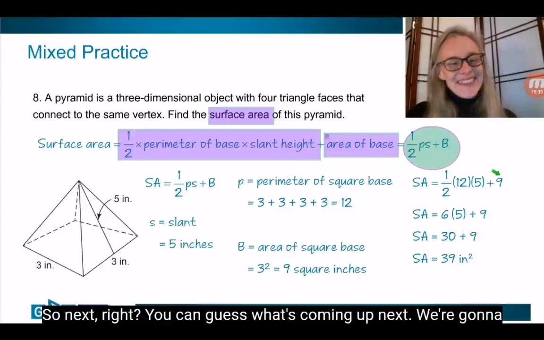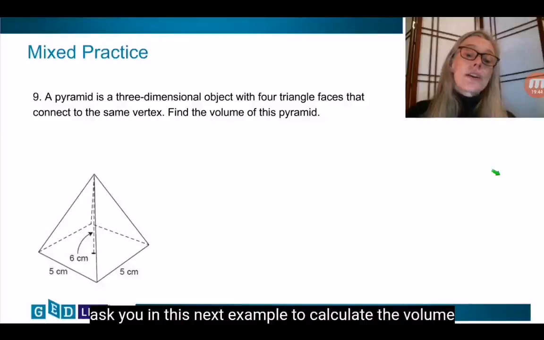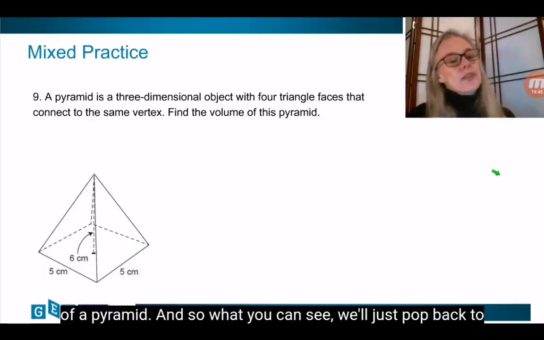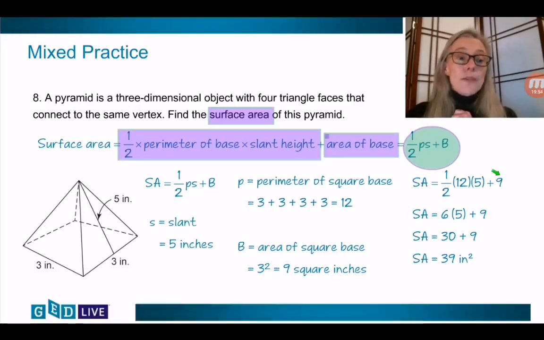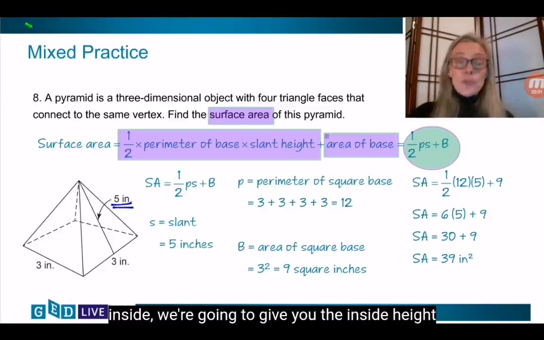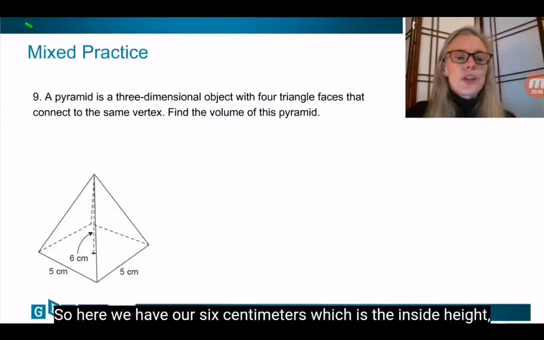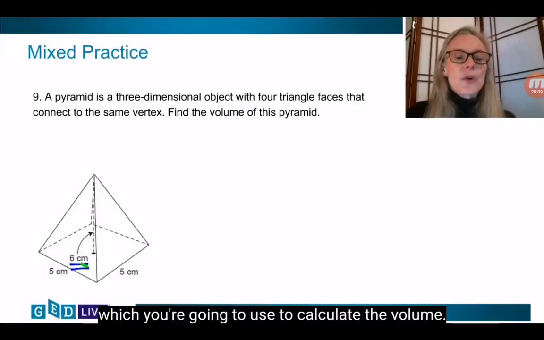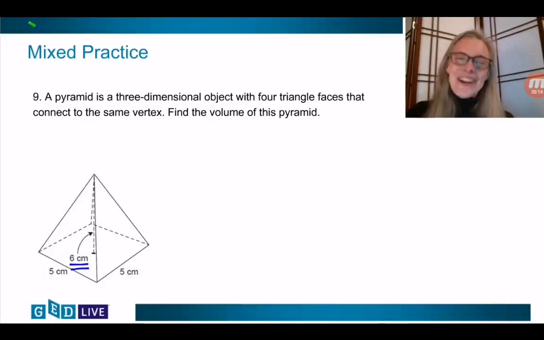So next, bet you can guess what's coming up next. We're going to ask you in this next example to calculate the volume of a pyramid. And so what you can see, we'll just pop back to the previous example. For surface area, we gave you the height that's on the outside of the pyramid, right here. However, for volume, which is the space inside, we're going to give you the inside height of the pyramid. Right? So here we have our 6 centimeters is the inside height, which you're going to use to calculate the volume. So go ahead and give this one a try. Come back when you're ready.